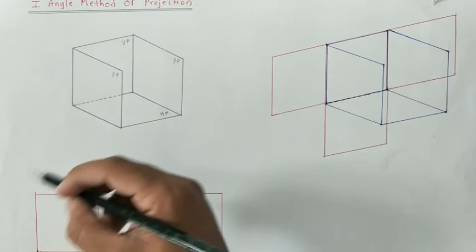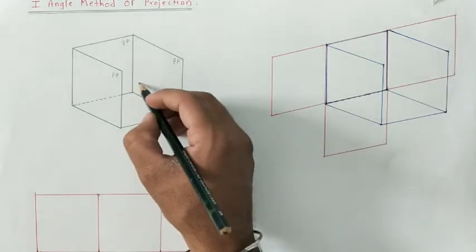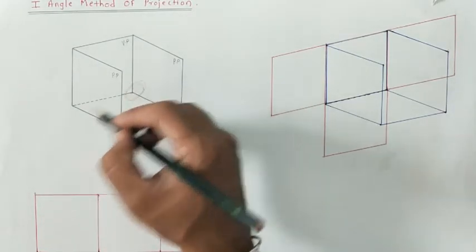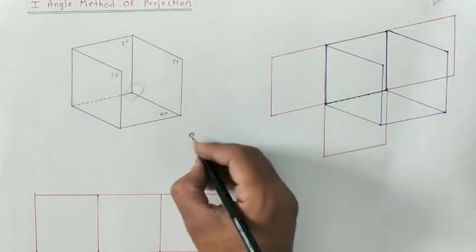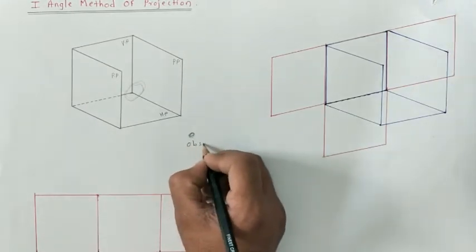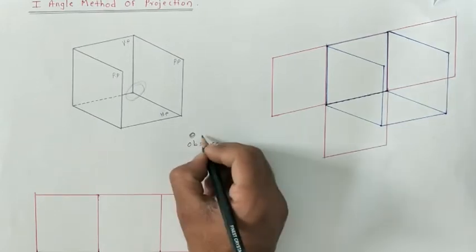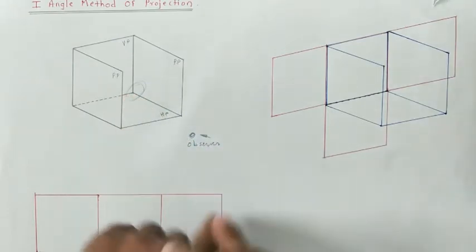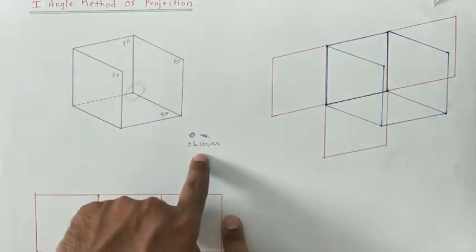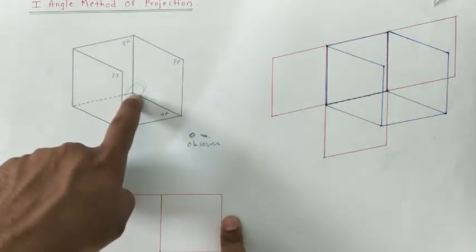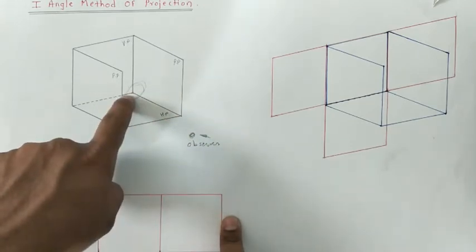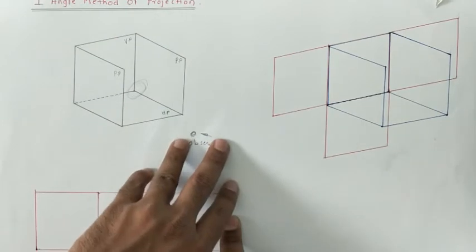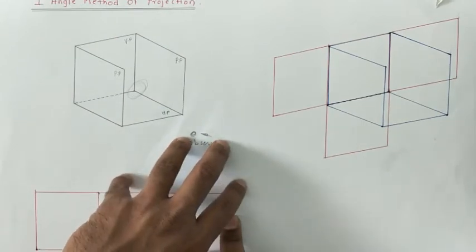And then what do we imagine? The object is placed somewhere here in the first quadrant, and an observer is looking at the object in this direction. This is supposed to be the initial position of the observer. Object is going to be here, so whatever the observer sees initially, we will call it the front view.